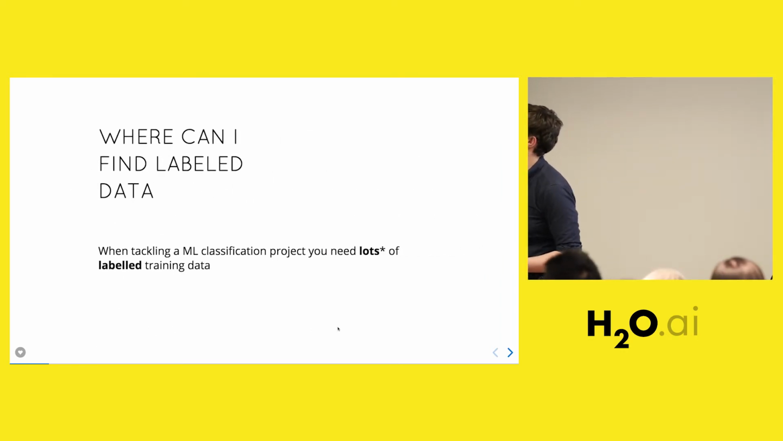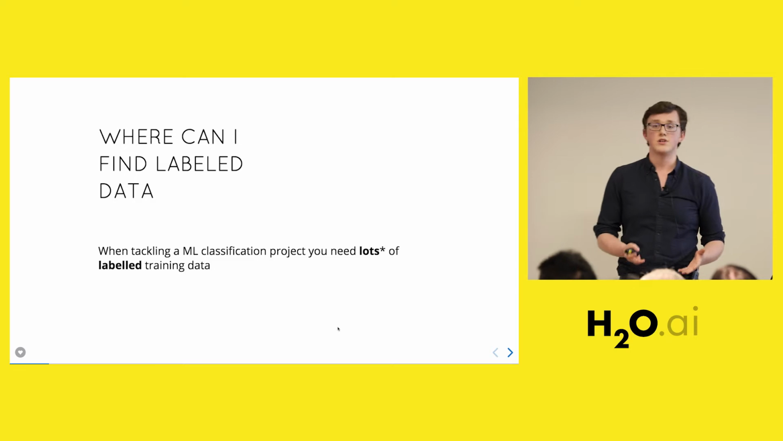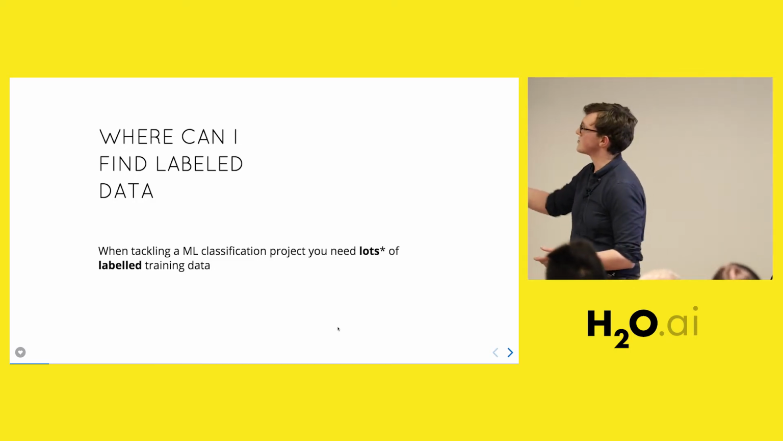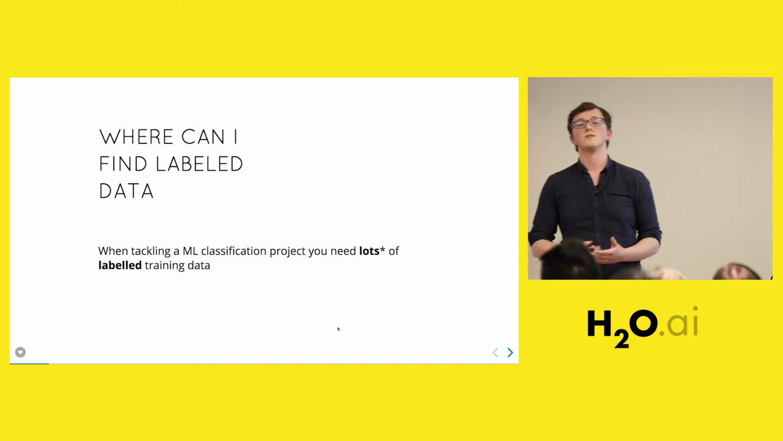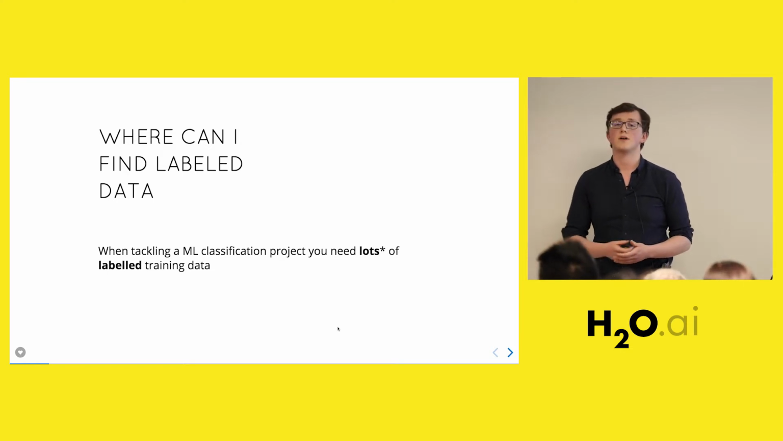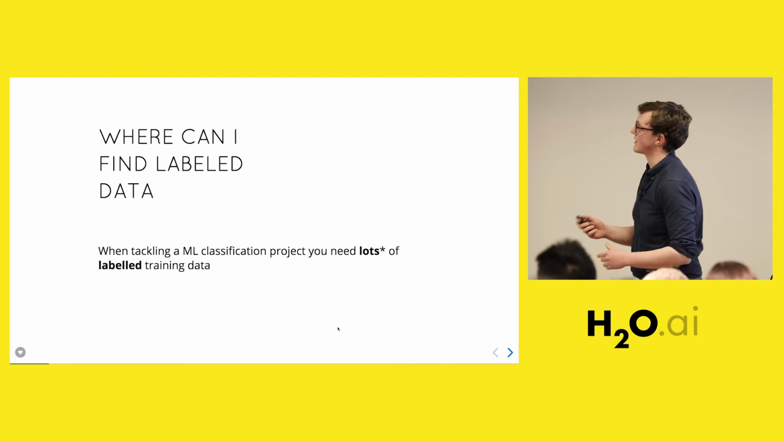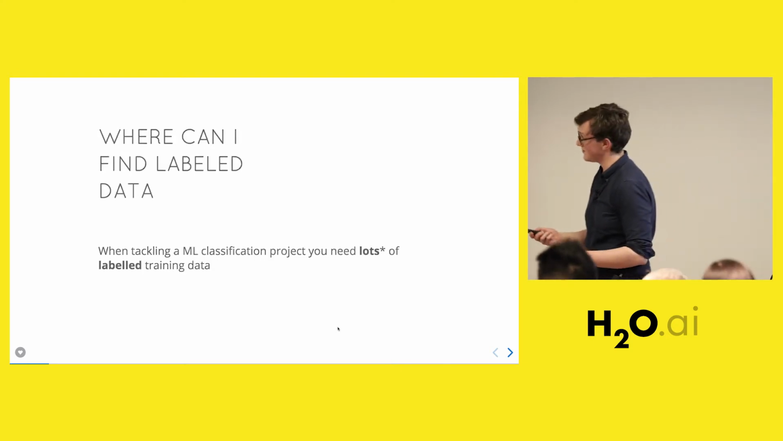So how do we get data? Well, for any machine learning classifier, you need lots of data. I say lots with an asterisk because depending on your approach, you need more or less. So here I used a Bayesian classifier because I knew I didn't have a huge amount of data, but you need to find labeled training data for classification, and this can be very challenging.